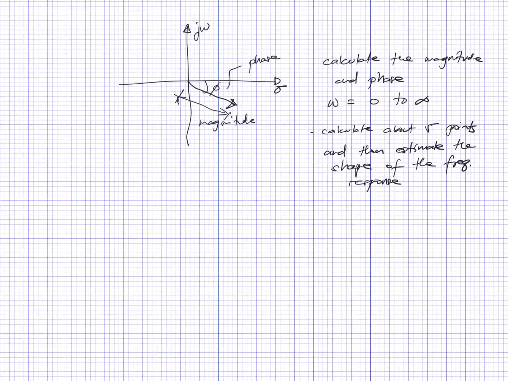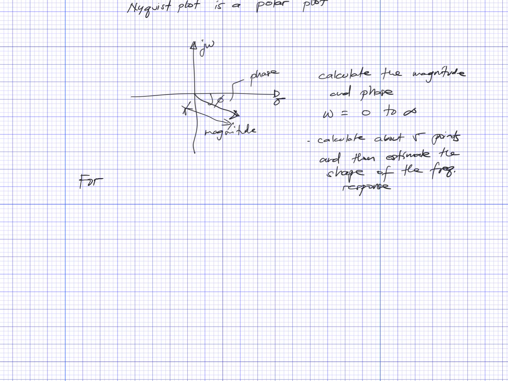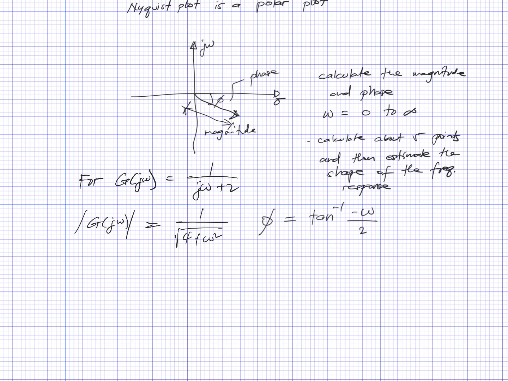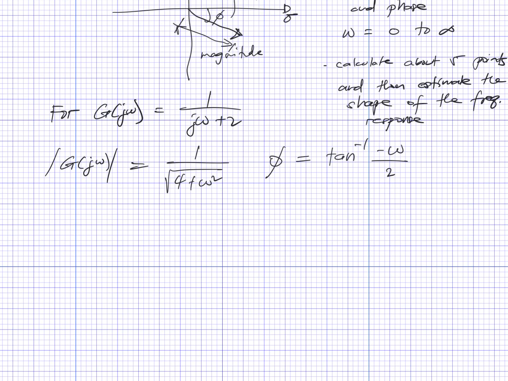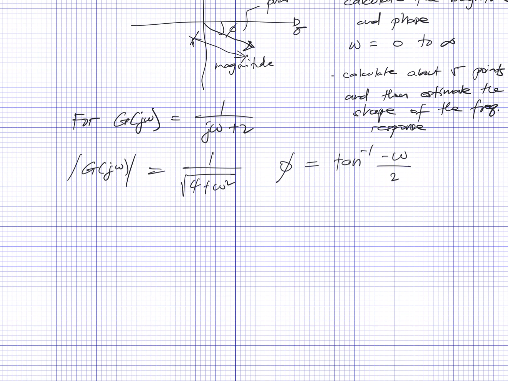So now let's go ahead and, for this expression, we remember that the magnitude is equal to 1 over the square root of 4 plus omega squared, and the phase angle is the arctangent of negative omega over 2. Okay, so let's make a table here.